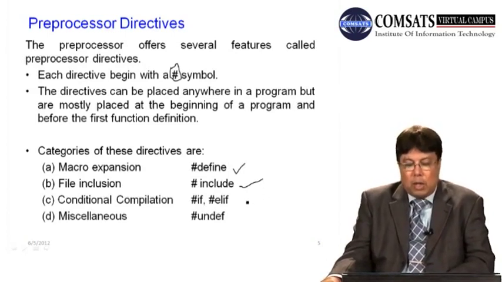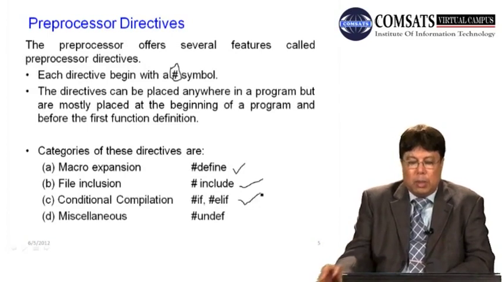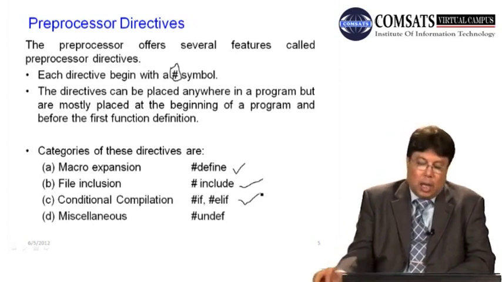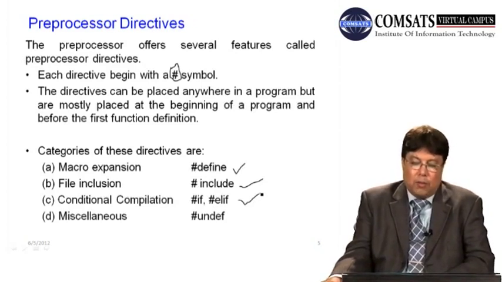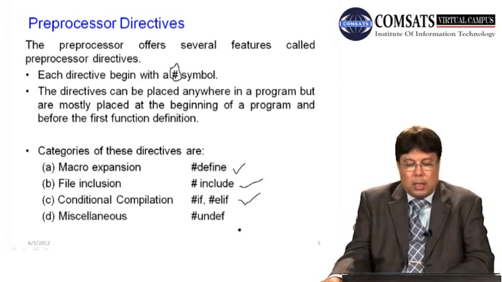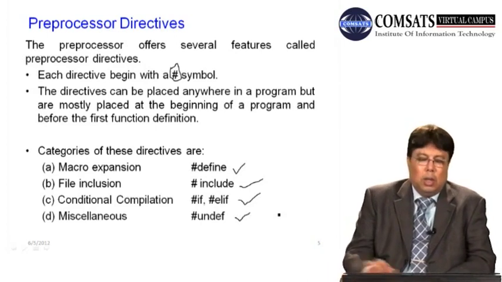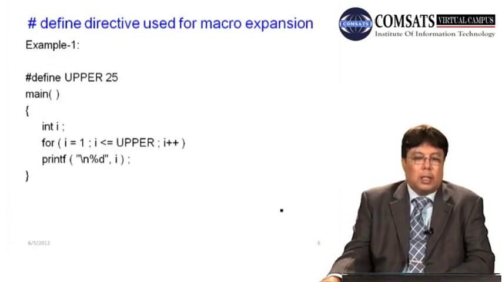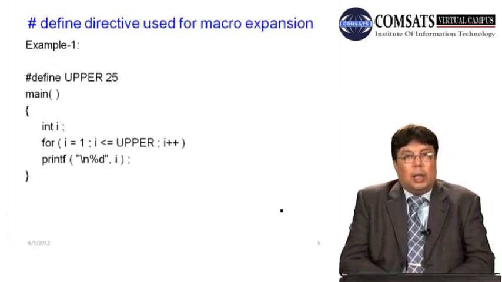Then conditional compilation. Conditional compilation is done with the help of if, or if defined, if not defined, and so on. These are all different commands. I have just given one example per category. And the miscellaneous command is undef, or there is another command that I will show you when we reach this particular category. Okay, let's start with the first one.